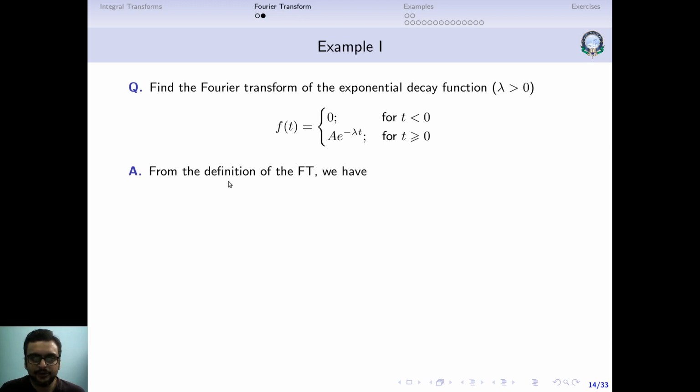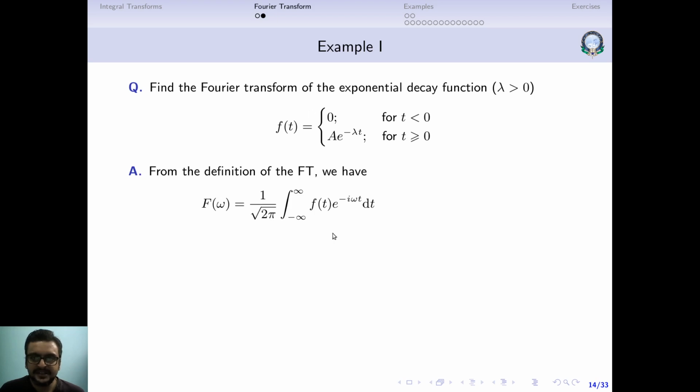All I have to do is just apply the definition of the Fourier transform. So what is the definition of the Fourier transform? It is 1 by root over twice pi, integration from minus infinity to plus infinity, f of t e to the power minus I omega t dt. So this is the definition of the Fourier transform.